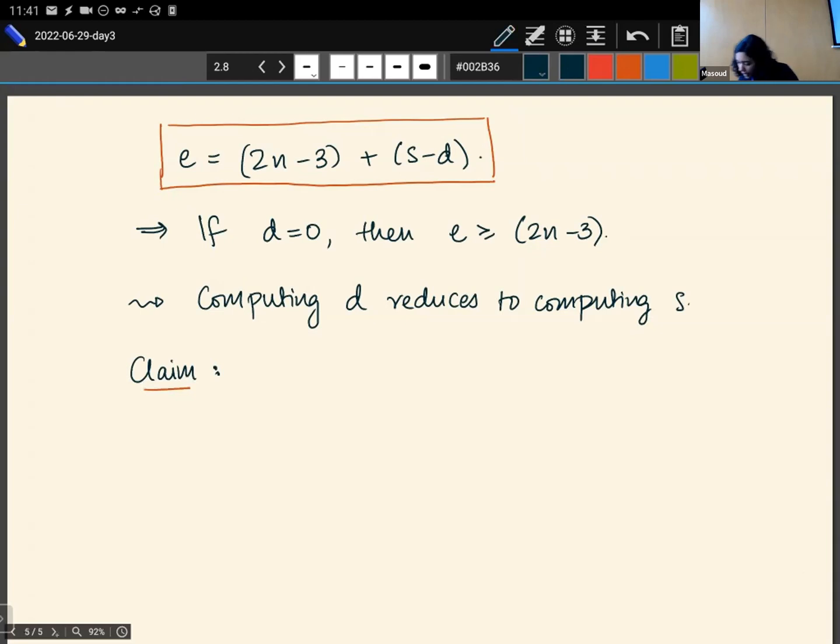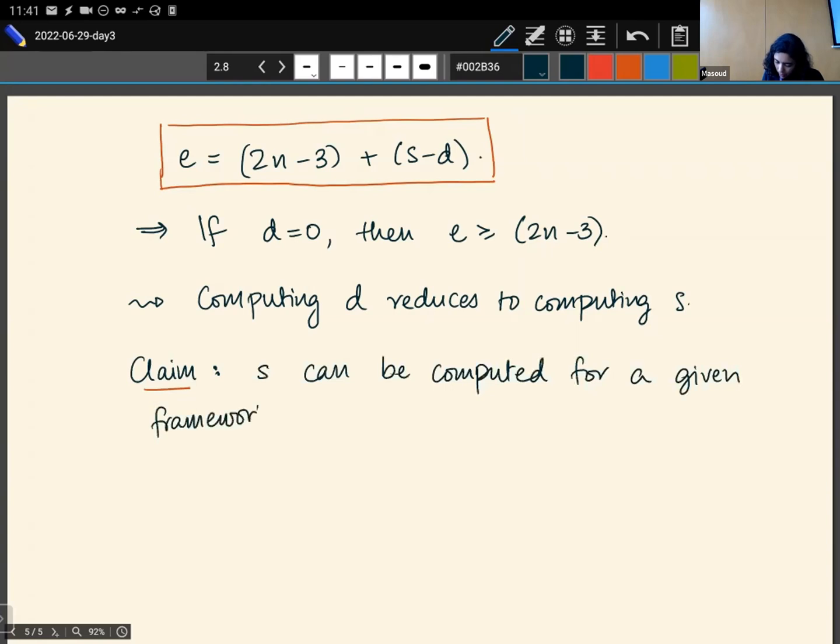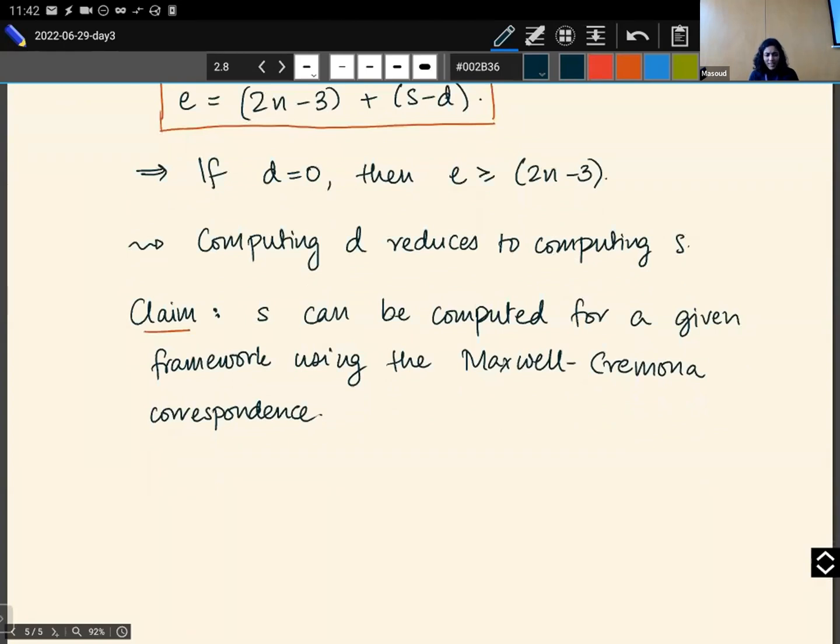The claim is the following: S can be computed for a given framework, and indeed for a pointed pseudo triangulation, using this thing that I had mentioned, the Maxwell-Ramona correspondence. And I'll give you a 2-minute summary of this. Again, this is something that is really not obvious, but somehow ends up working out.